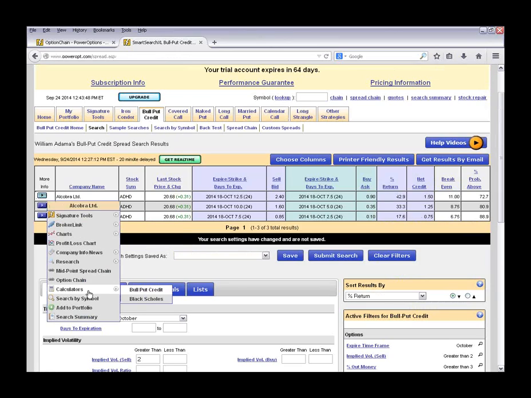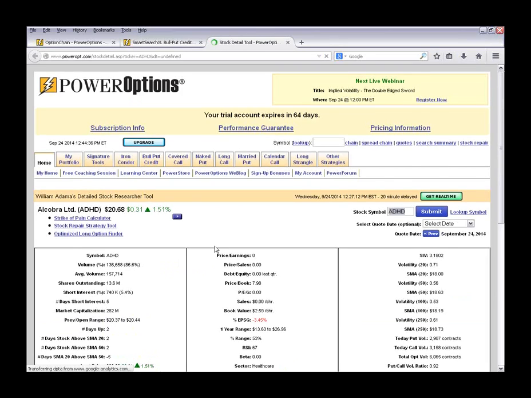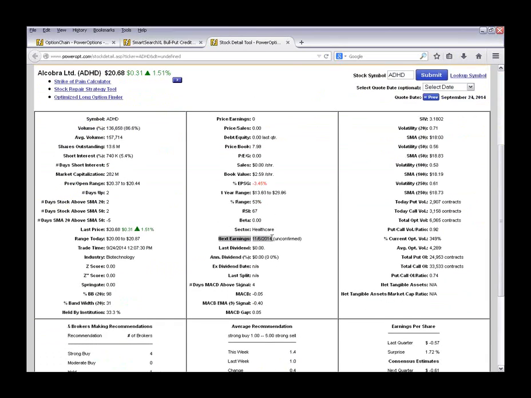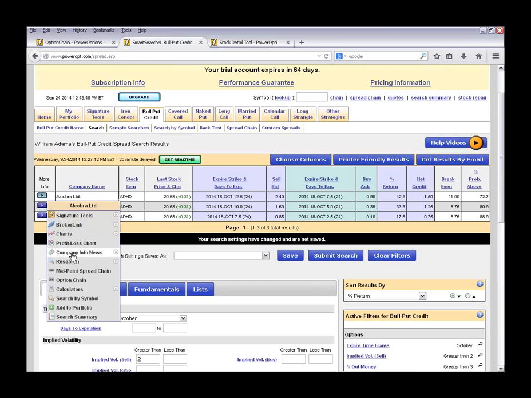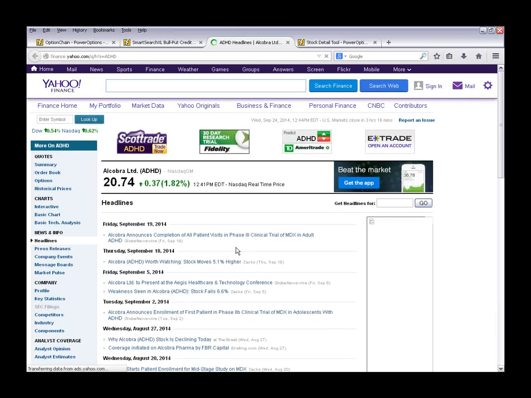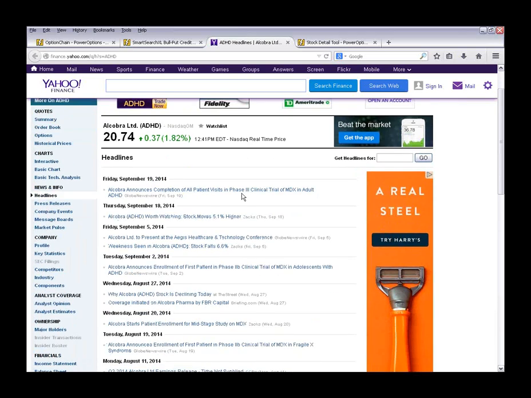So let's just go to the research tool real quick. I'm going to take a look at the stock research tool for this position. Let's see. So the earnings are coming up on 11/6. It's unconfirmed. So we remember looking at the October series, so it's not the earnings that's affecting this so much. There's got to be something else. So now I'd have to take a look at the recent news going back. Completion of all patient visits in phase 3 clinical trial. That was on September 19th, so that's why it jumped up from about 16 to about 22.